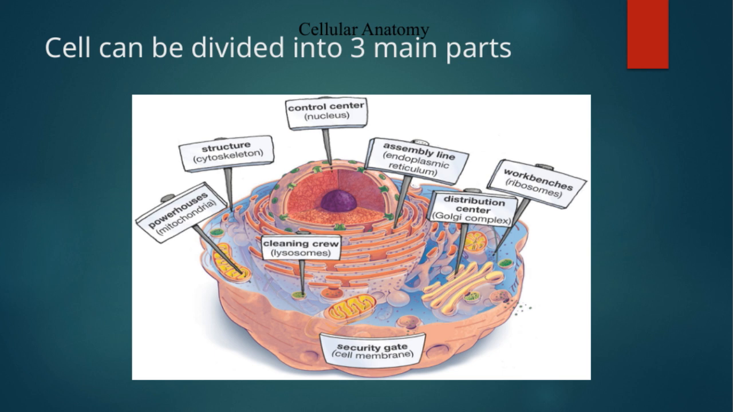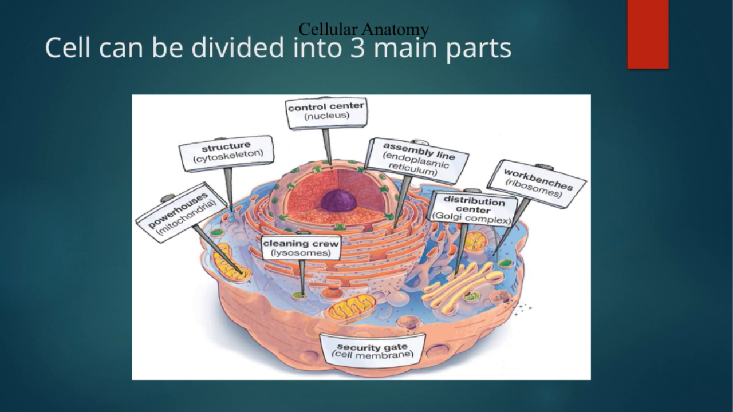Think of it as the cell's security system. Next, inside the cell, we have the cytoplasm. This is the gel-like substance that fills the cell and holds all the organelles in place. It's where many of the cell's activities occur, like manufacturing and energy production. Finally, the nucleus is often called the control center. It contains the cell's genetic material, DNA, and coordinates activities like growth, metabolism, and reproduction.